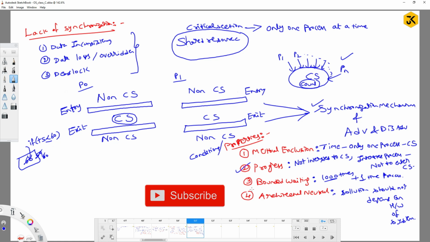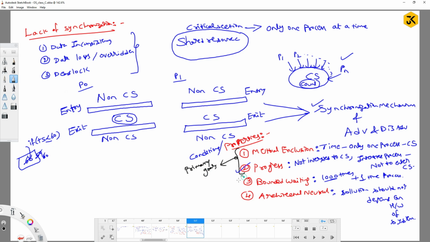Out of these 4 conditions, these first 2 are the primary goals, and these 2 are secondary goals. Means the first 2 have to be compulsorily satisfied, the other 2 might not be satisfied, there won't be any problem.